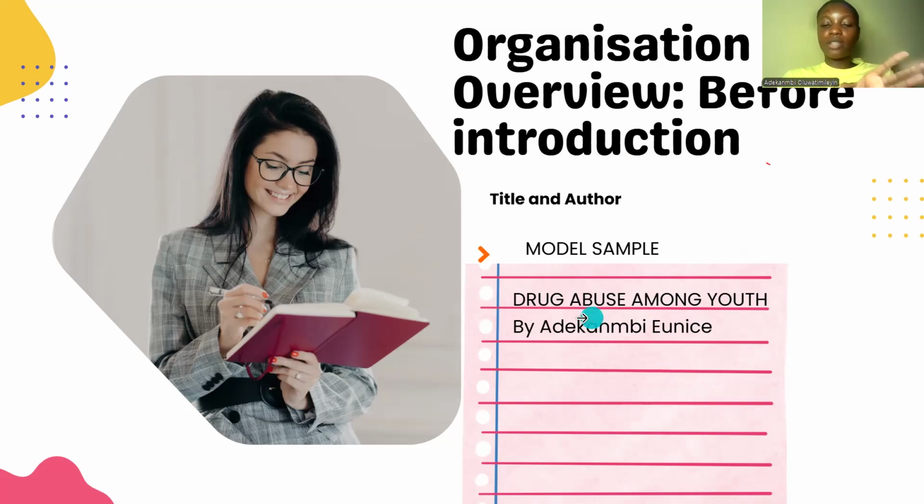Okay, so the title is, of course, Drug Abuse Among the Youth. I made use of the block case, do not forget. The second is by the author, Adekombi Eunice. By the way, this is my Facebook handle name. You can search on it and then follow me on it. Yeah, basically. So this is the way to write your title and then what is expected based on the fact that this is an article that will be published. Do not forget, this is an article that will be published, right? So this is the format we are following.